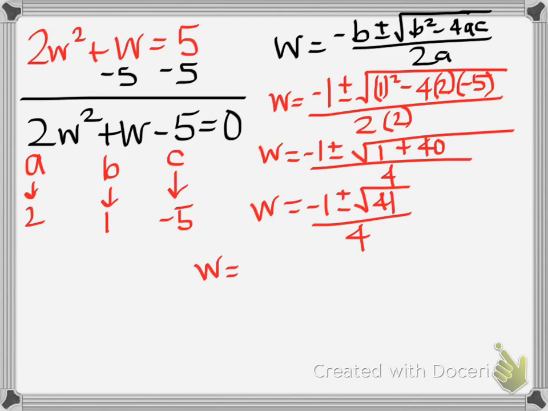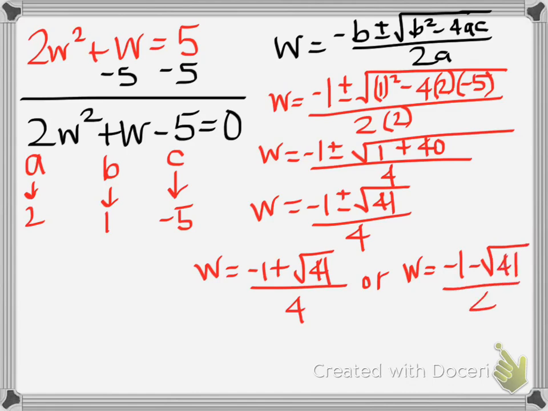We can break this out to solve for the plus and the minus. So w is equal to negative 1 plus the square root of 41 divided by 4, or w is equal to negative 1 minus the square root of 41 divided by 4. When we take the square root of 41 and round it to the nearest hundredth, and then add that to negative 1 and divide by 4, we end up with a solution of approximately 1 and 35 hundredths.